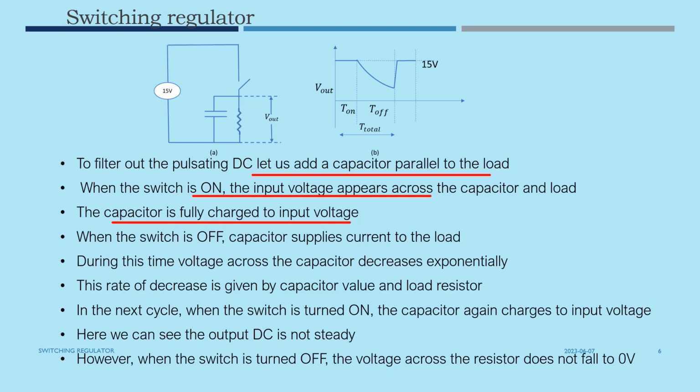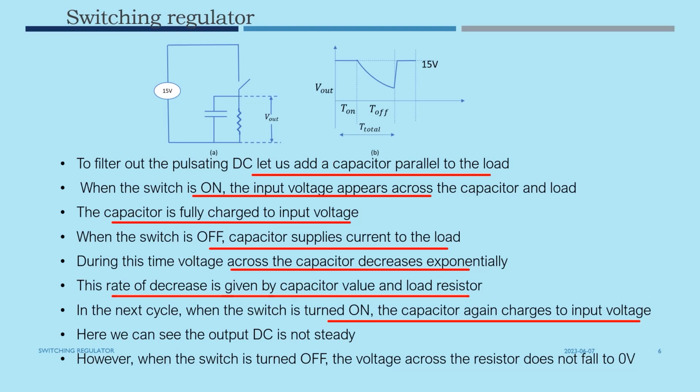When the switch is turned off, the capacitor acts like a source and supplies voltage to the load. As a result of this, the capacitor voltage decreases exponentially. The rate at which the capacitor voltage decreases is given by the capacitance and the resistor value. When the switch is turned on again, the capacitor now charges to the input voltage. This cycle repeats. Here, the output voltage is still not steady. Using a capacitor in parallel to the resistor makes sure that the voltage across the load does not fall to 0 volt when the switch is turned off.